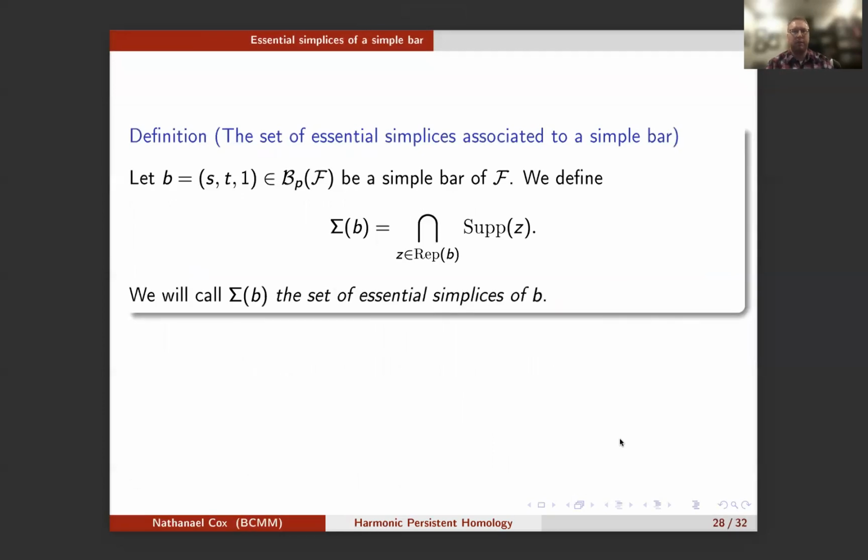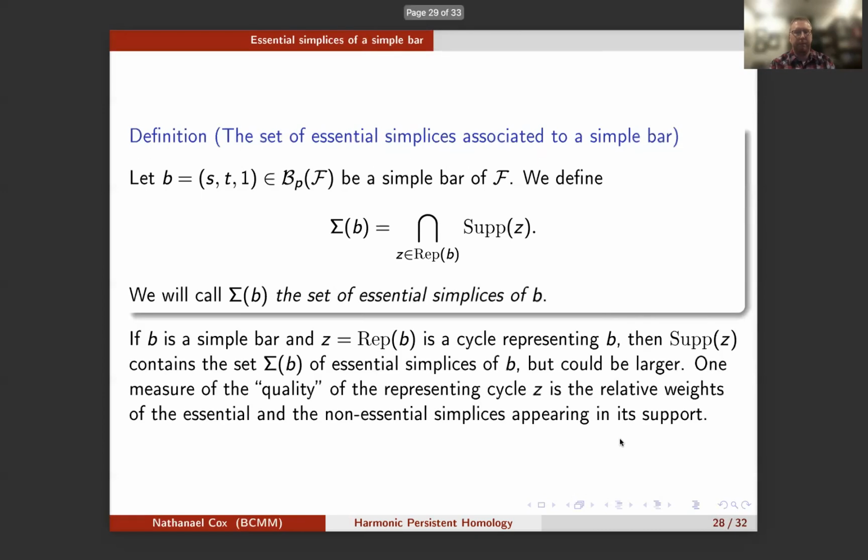And now the formal definition of an essential simplex: if you have a simple bar, then the intersection of the supports of all of the chains that are in the representation of B makes up the set of essential simplices of B. And if you have a simple bar and a cycle Z that represents B, the support of Z necessarily contains all the essential simplices, but it could be larger. And so one way to measure the quality of the representing cycle is the relative weights of the essential and non-essential simplices appearing in its support.